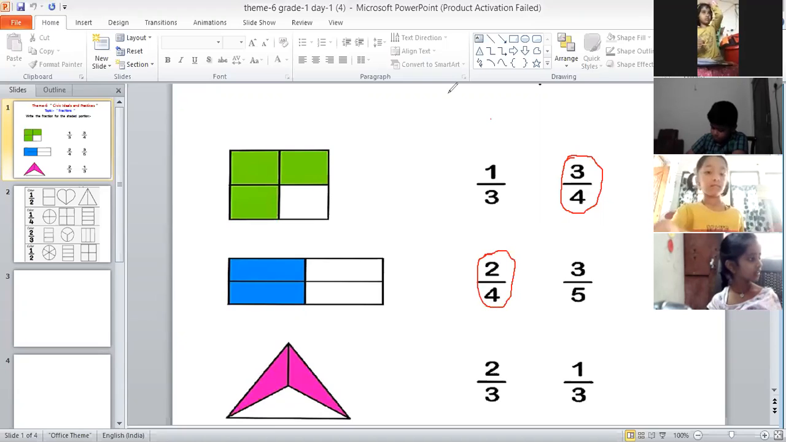As I told you, we are always writing total number of parts below the line. So the second shape, that is a rectangle, it is divided into 4 parts. So we will write that below the line. And out of these 4, only 2 are shaded. So we will write that above the line. So our correct answer is 2/4. Okay.